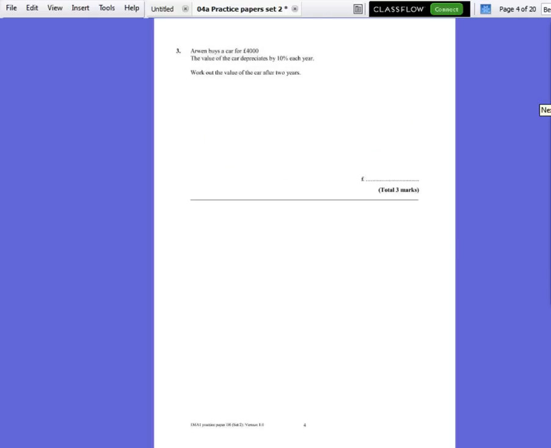Question 3. Arwen buys a car for £4,000. The value of the car depreciates by 10% a year. Work out the value of the car for 2 years. Well, this is a non-calculator paper, so we have to do this by hand. So 10% of 4,000 is 400. So after 1 year, if we do 4,000, take away 400, after 1 year, it will be worth £3,600.